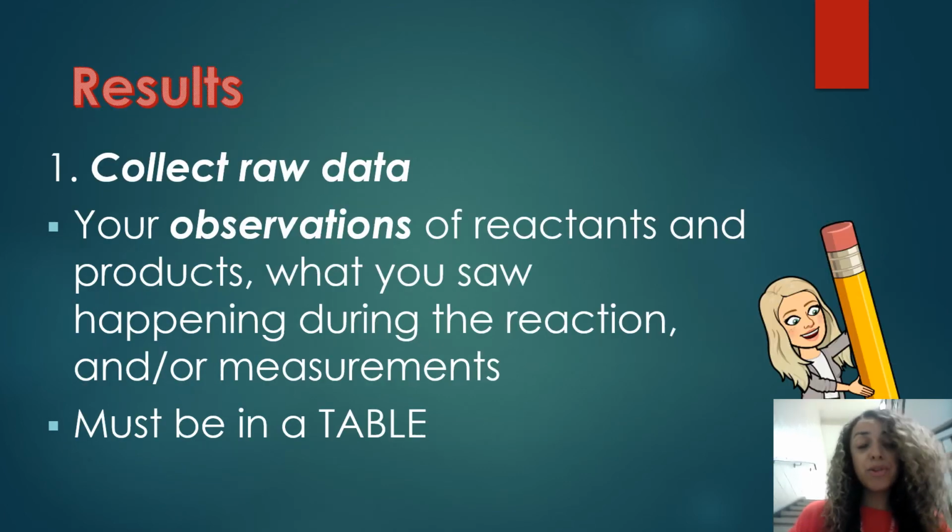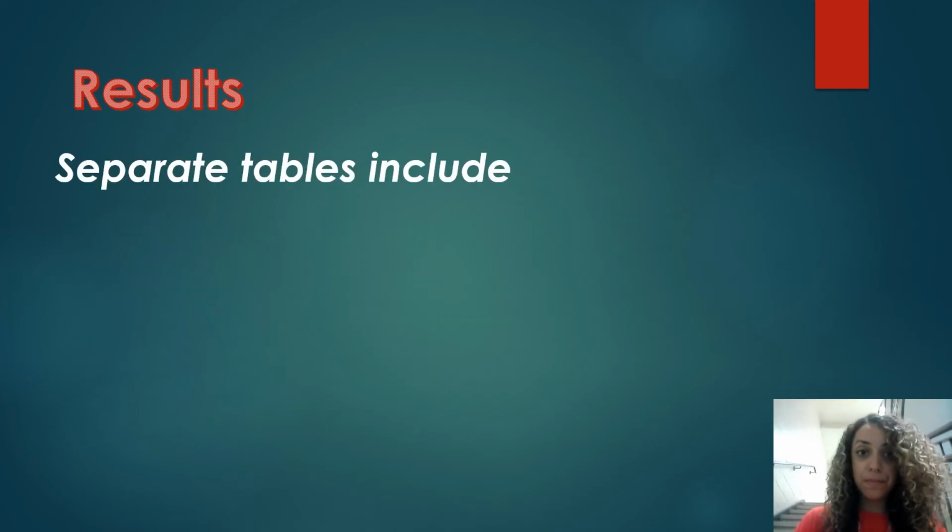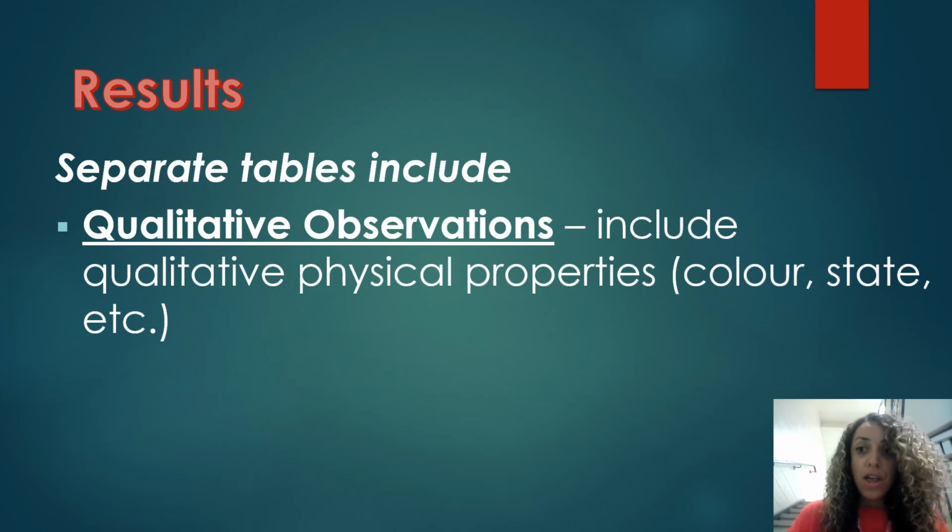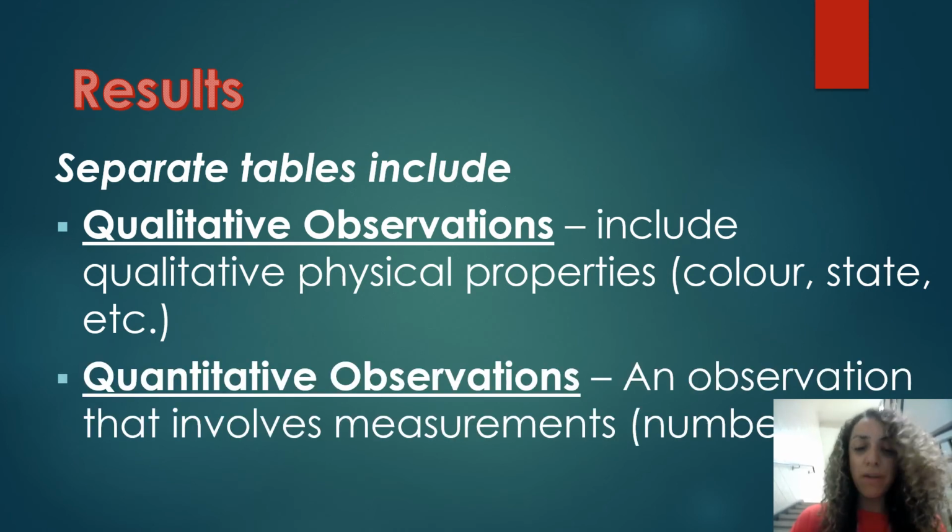After the procedure comes your results. This is where you collect your raw data: your observations of reactants and products, what you saw happening during the reaction, and any measurements that you've taken. You record your results in a table format. The tables can take the form of qualitative observations, which include physical properties, so it's a description of what you see, or you can have quantitative observations, which involve measurements. It's something that you have to measure.